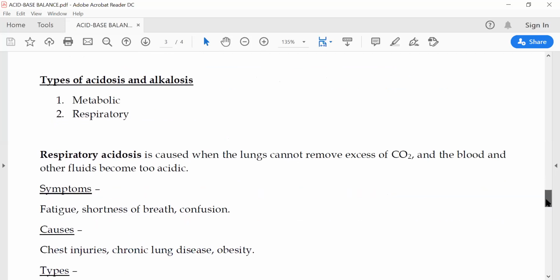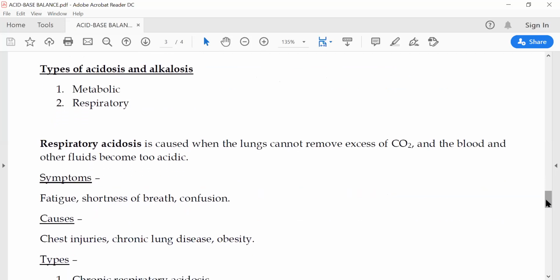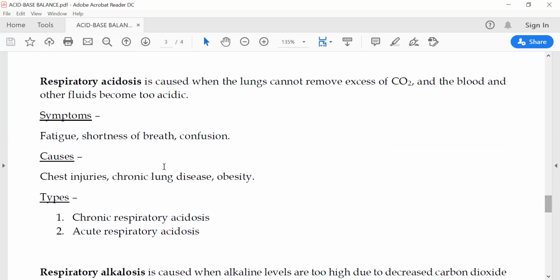First of all, let us discuss respiratory acidosis. Respiratory acidosis occurs when the lungs cannot remove excess carbon dioxide. Remember, earlier we discussed that the lung is involved in the removal of carbon dioxide, which is called hyperventilation. If the lung fails to remove this extra carbon dioxide from the body, it leads to respiratory acidosis. All right. So in this, I have given certain symptoms like fatigue, shortness of breath, confusion. What are the causes? It can be a chest injury, a chronic lung disease or obesity, anything.